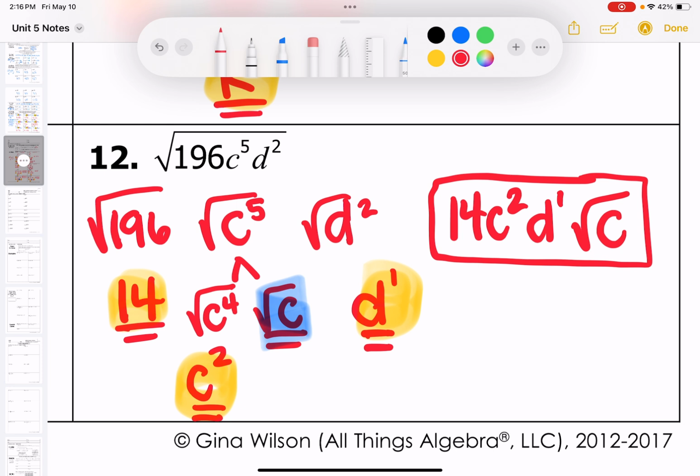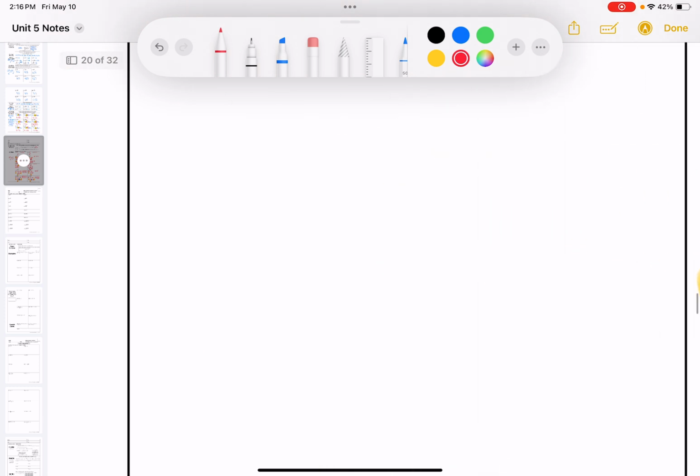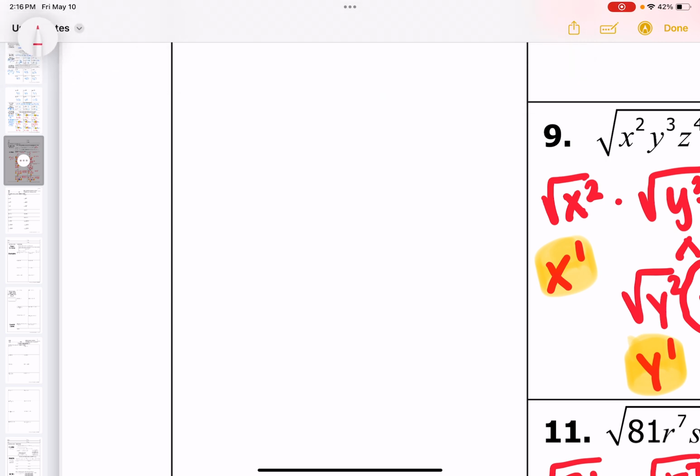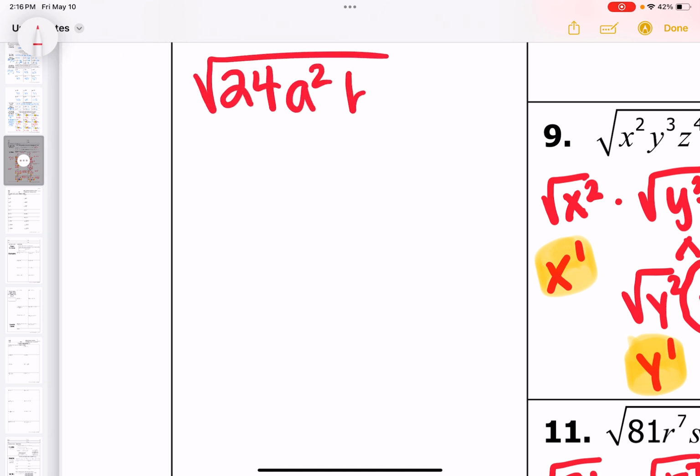All right, so I want to do one more example with y'all because there's one thing that you are probably going to be confused about if you see it on a test or on a worksheet. So over on the side, I want you to write down this problem. All right, every time that we've done one, the number that we simplify always comes out to a whole number, but I want to look at an example where it's not a whole number. So this is actually number 9 on page 20.